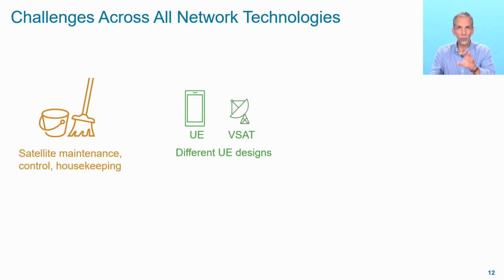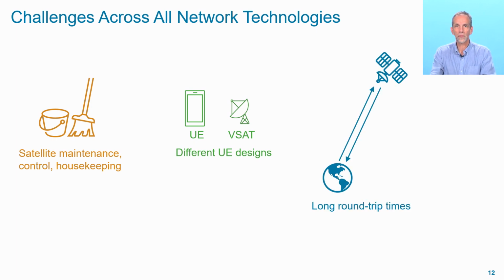There are different UE designs. We alluded to this a little bit ago. UEs, handsets, smartphones, would have very poor G over Ts. VSATs, on the other hand, which often use larger antennas, maybe even phased arrays, would have a better G over T. So it really impacts different link budgets in RF design.